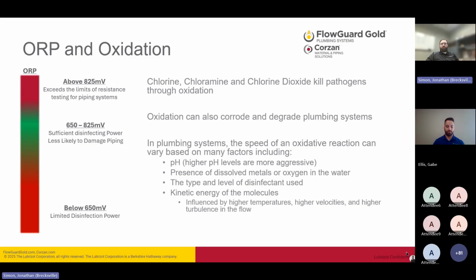And then it can also be influenced by the kinetic energy of the molecules. So this doesn't directly impact the ORP, but it does impact the aggressiveness of the chemical reaction. So the kinetic energy comes from higher temperatures, higher velocities, and higher turbulence in the flow. Any of these factors can make the water conditions much more aggressive and more likely to cause corrosion or degradation.